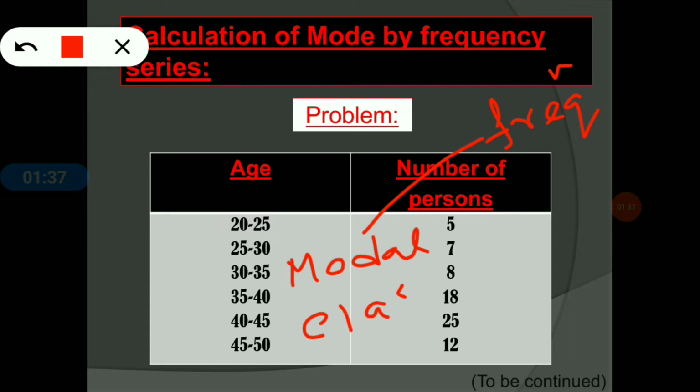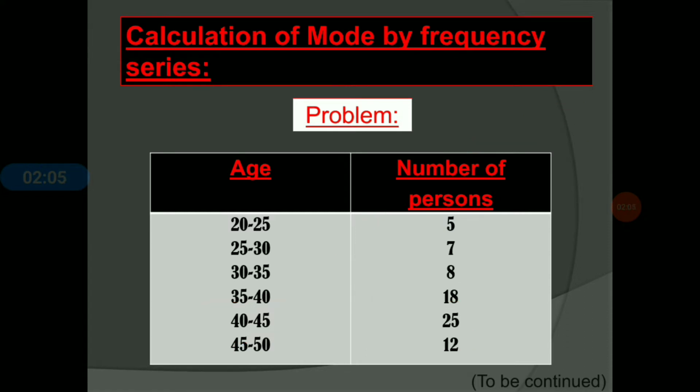Okay. So the modal class is the class which has the highest frequency. So we can see 25 is the highest frequency among them. So 40 to 45 is the modal class for this particular example. So now going to the calculation process.